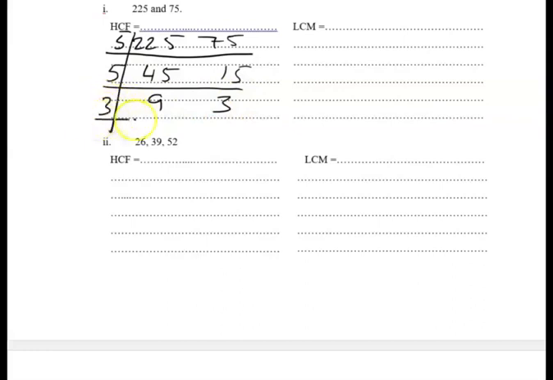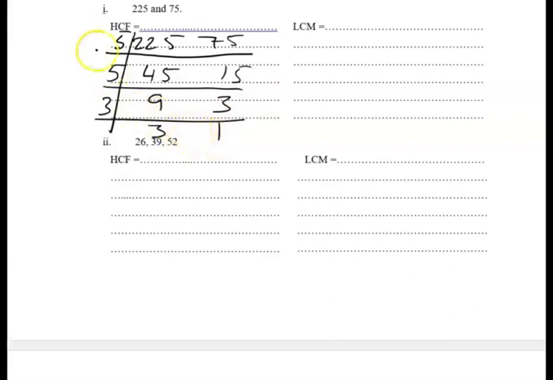But let's start with something smaller. Let's start with 5. And when I divide it by 5, I'm going to get 45 and 15 here. Now both numbers are still divisible by 5. So I'm going to divide by 5 again. We're going to get 9 and 3. Now we can still divide them both by a common number, and that number is going to be 3. We're going to get 3 and 1.